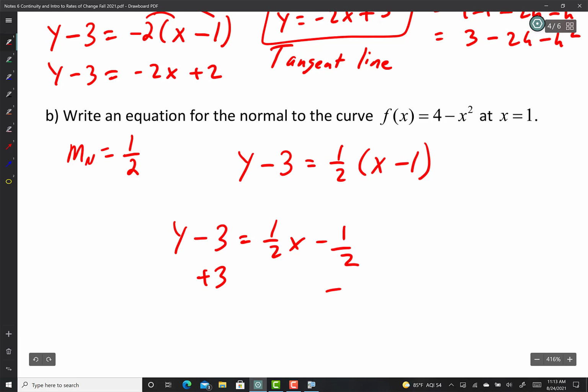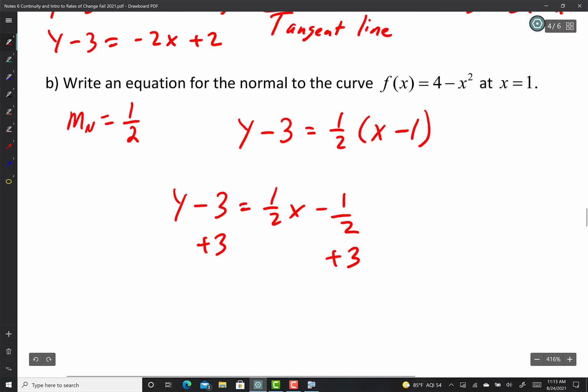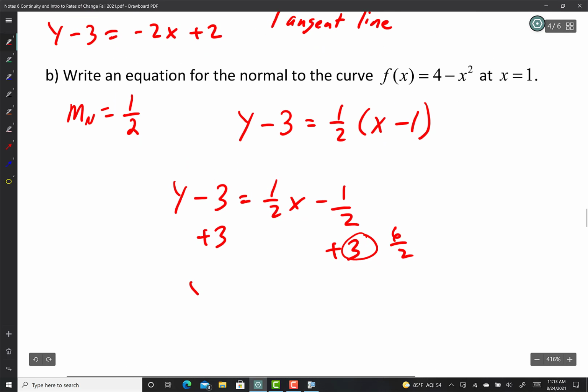Add 3, Travis, I can't do that. Yeah, you can. That's the same. 3 is the same thing as 6 over 2. 6 divided by 2 is 3. So negative half plus 6 over 2 is 5 over 2. So y equals 1/2 x plus 5 over 2.